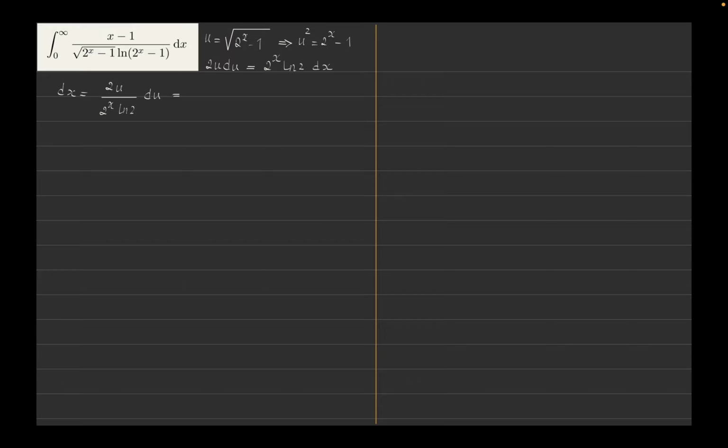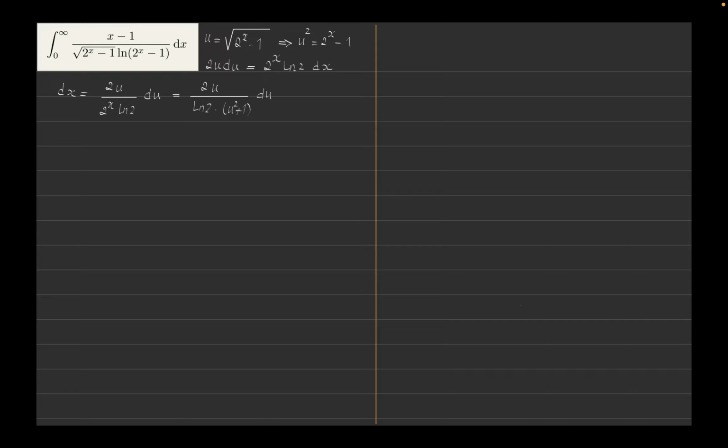If I do that, then it becomes 2u. If you don't mind, let me write ln of 2 on the left as a factor, multiplied by 2 to the x, which becomes u squared plus 1, and then I have du. Okay, so that's good. That's du.